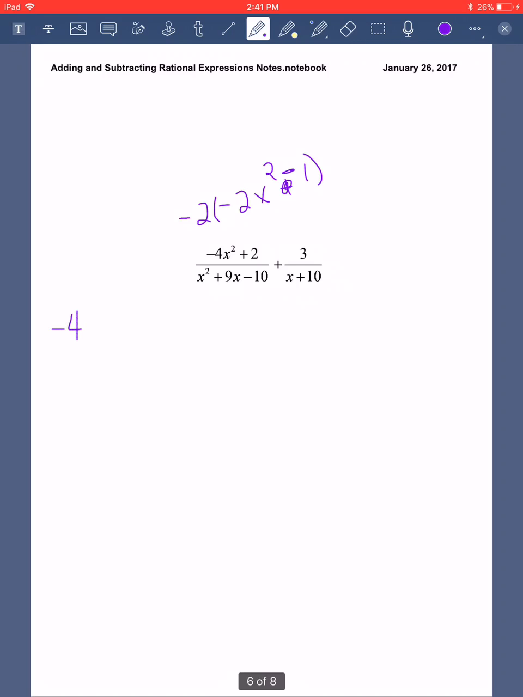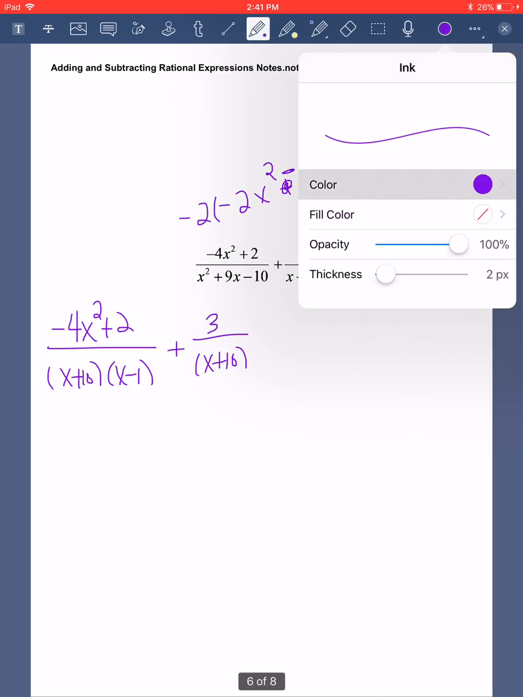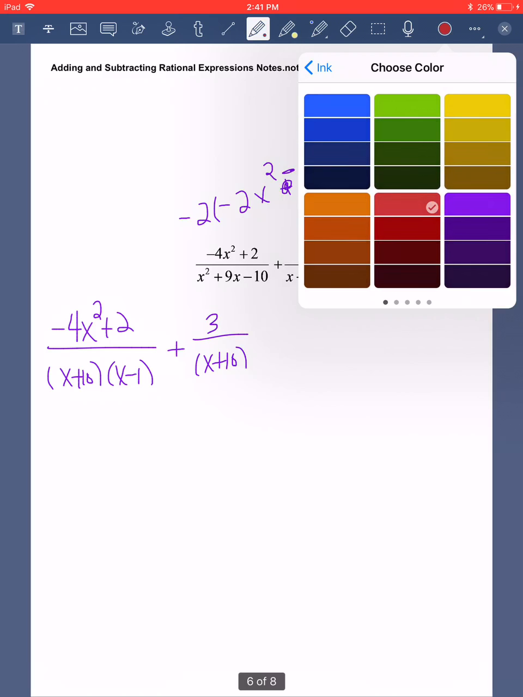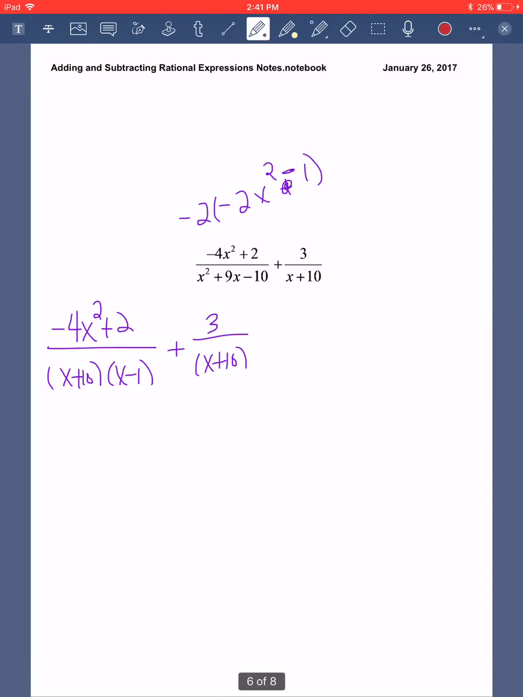So I've got negative 4x squared plus 2 over x squared plus 9x minus 10, which factors to be x plus 10, x minus 1, plus 3 over x plus 10. So I can't simplify out any of my factors or anything, so I'm going to have to multiply to be able to get a common denominator.